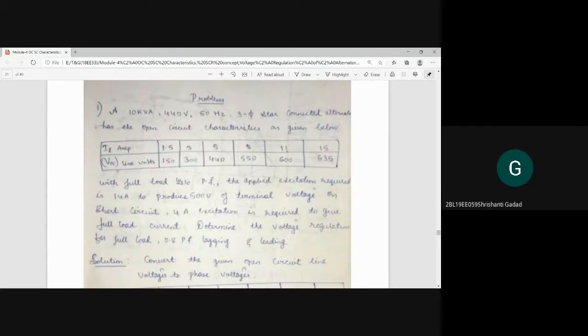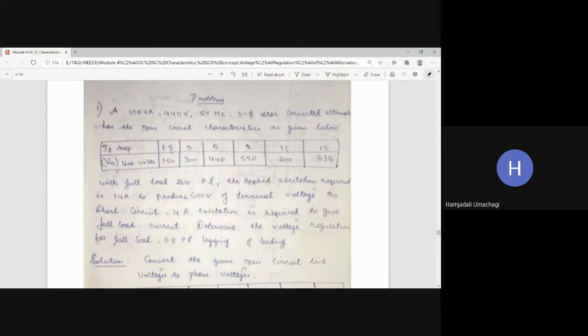Yes, sir. Okay. So here the problem statement is: a 10 kVA, 440 volts, 50 hertz, three-phase star connected alternator has open circuit characteristics as given below. So here open circuit characteristics are given. Open circuit characteristics means it is information of field current versus line voltage or phase voltage. Here the voltage is in terms of line voltage for different excitation levels.